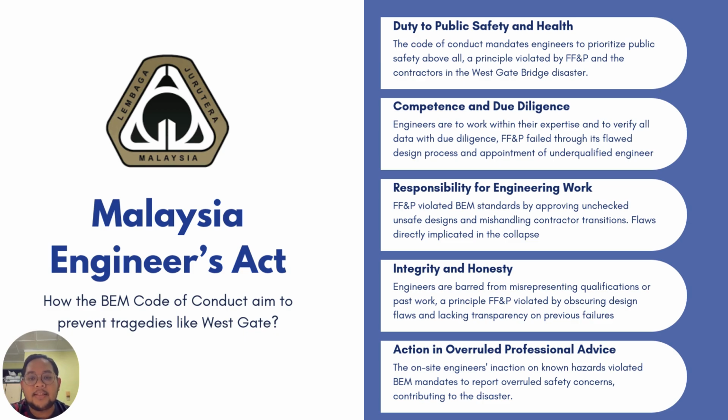It demands competence and due diligence. Engineers must only work within their area of expertise and verify all data that they work with, which FFNP failed to do. The code also addresses responsibility for engineering work. FFNP approved unsafe designs and mishandled transitions, violating the BEM standards. Lastly is integrity and honesty, which is key as engineers are barred from misrepresenting their work. FFNP violated this by obscuring design flaws. These BEM codes are vital for upholding ethical standards and safeguarding the public trust.